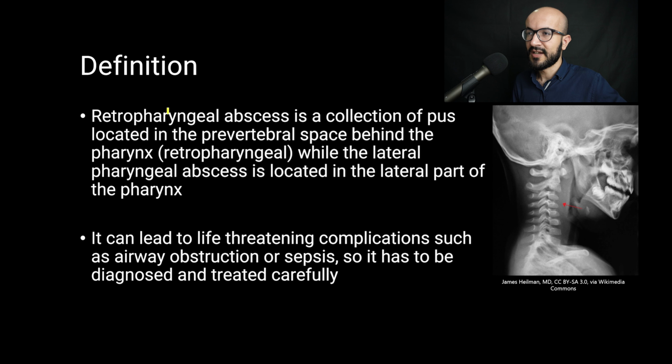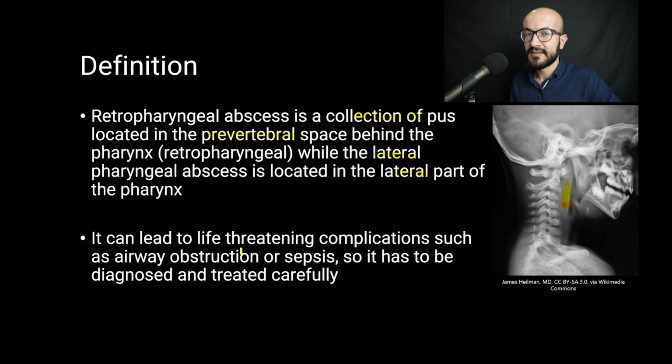So, the retropharyngeal abscess is a collection of pus located in the prevertebral space behind the pharynx, which is also referred to as the retropharyngeal space, located in the posterior aspect of the pharynx, right here on this picture. And the lateral pharyngeal abscess is located in the lateral part of the pharynx.